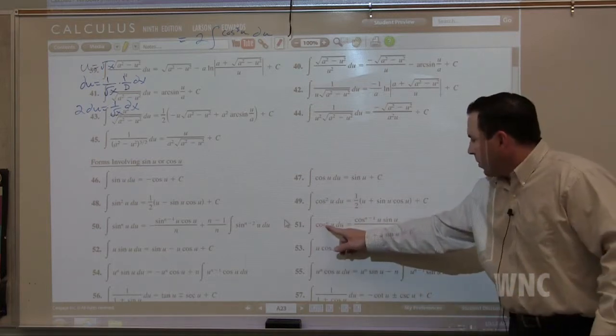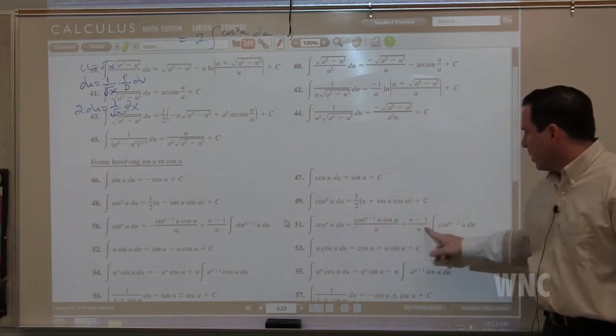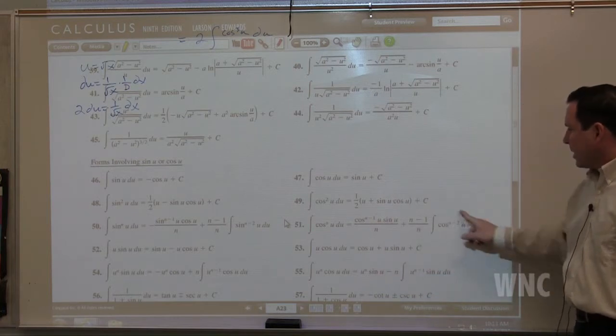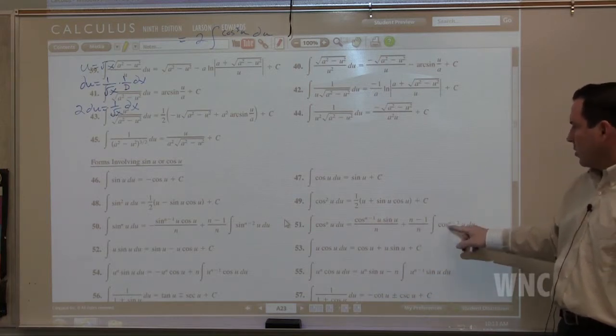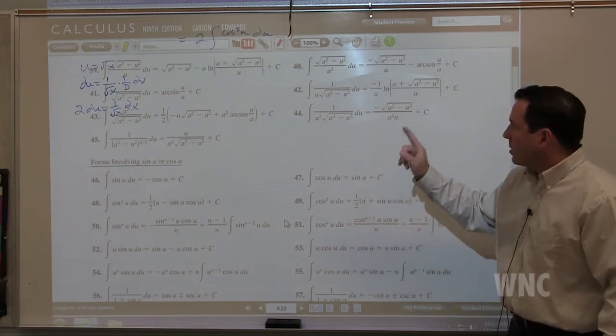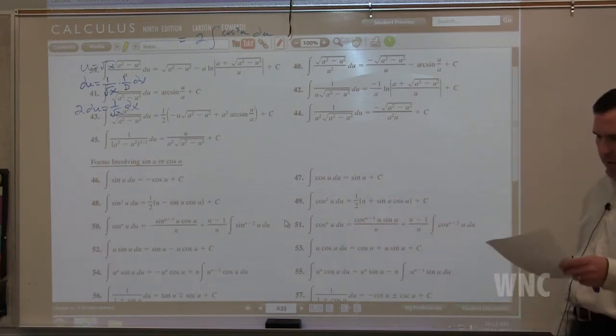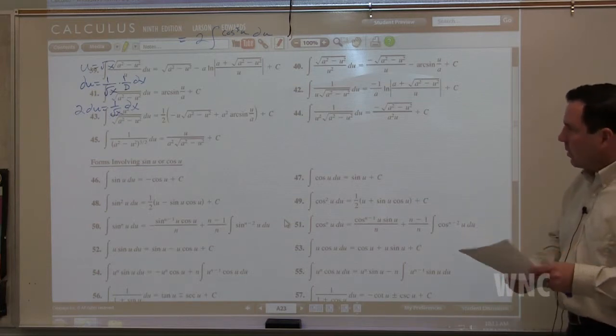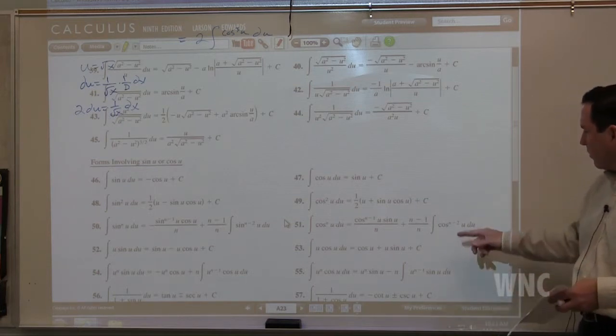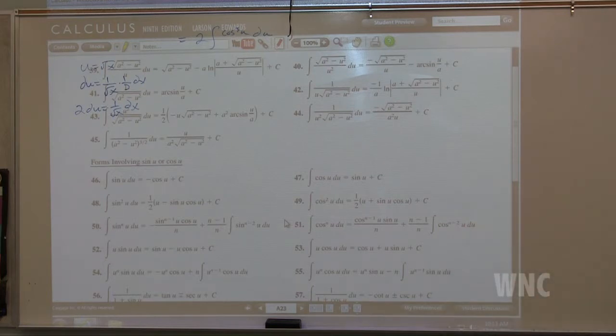So cosine to the n power of u du, here's our expression. But we're going to have to take a second step, because we're going to have a cosine to the n minus 2. And our power right now is 3, so it's going to be just a cosine power, cosine to the 1 power in the end. So we'll have to look at that as well. But I think we know that one. So we're going to do 51 first.